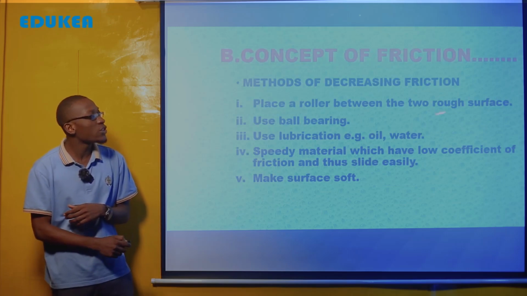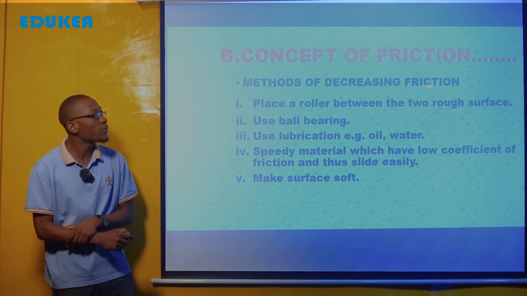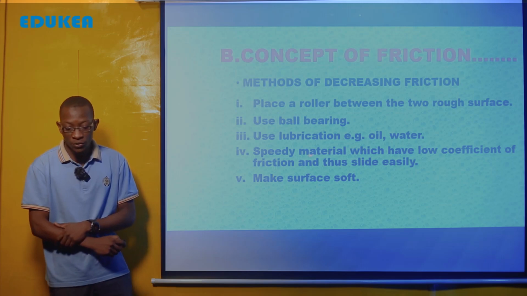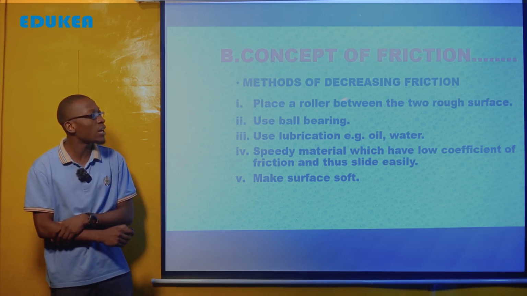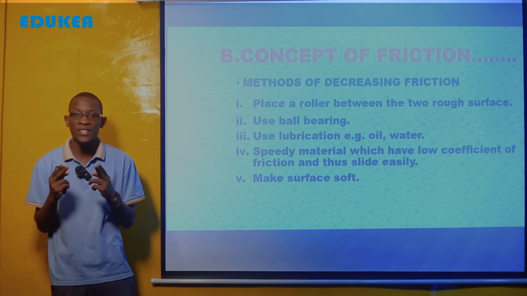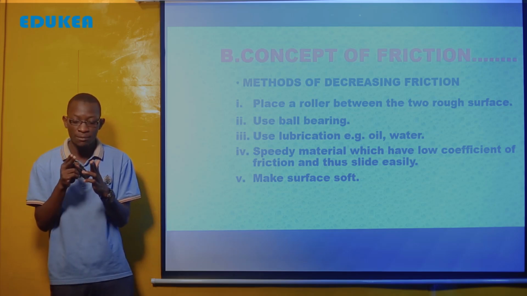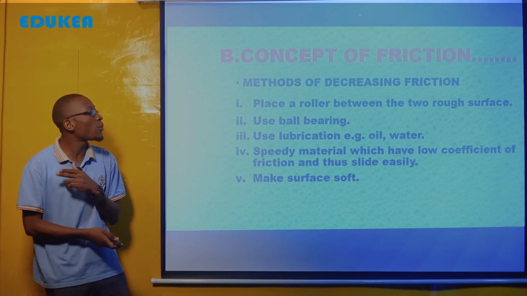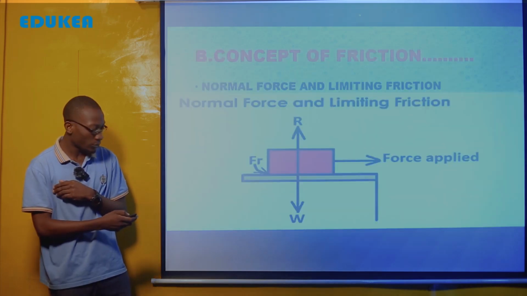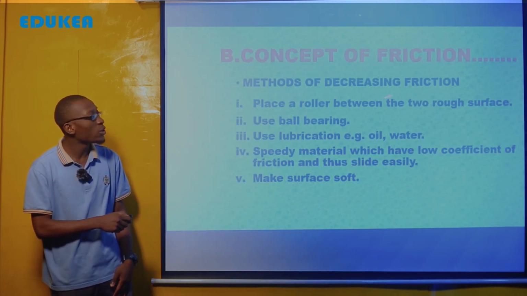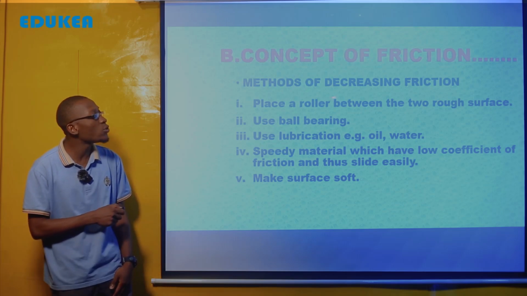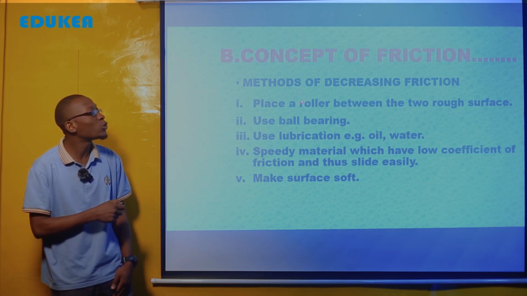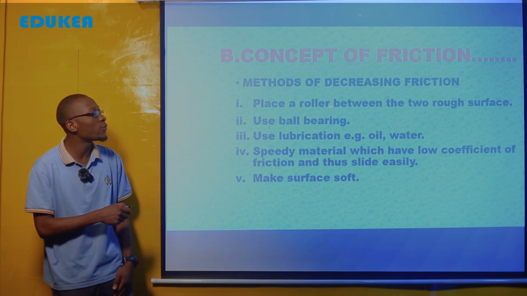Now there are methods of decreasing friction. What are the methods of decreasing friction? We saw that the first one was placing rollers between rough surfaces. If you have two rough surfaces and you introduce a roller in the middle, the friction force tends to decrease. Tutakapoamua kuintroduce roller katikati ya hizo rough surface mbili, maana yake tuna tend to decrease the frictional force.